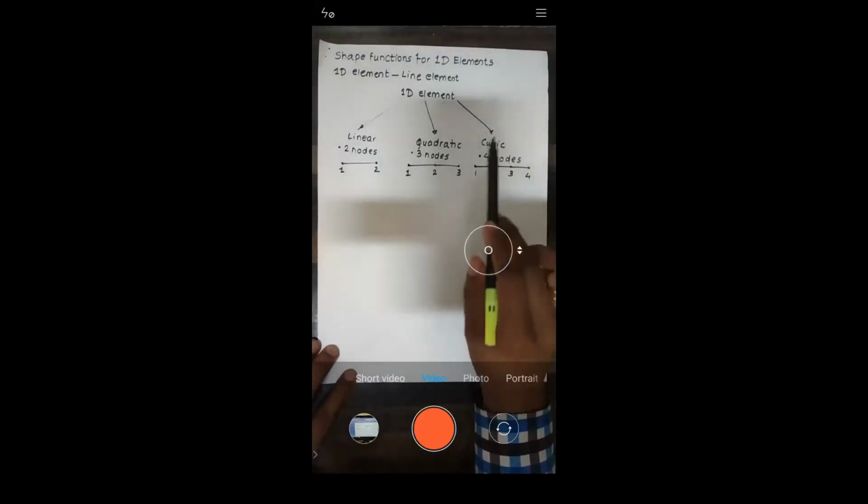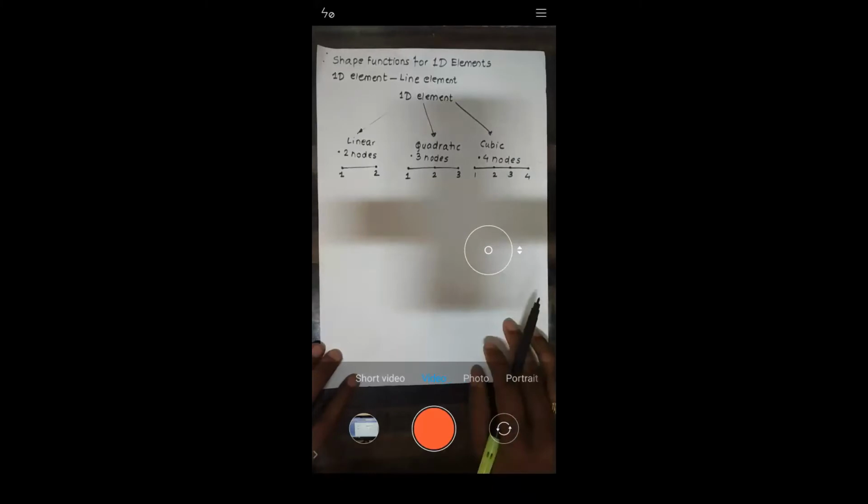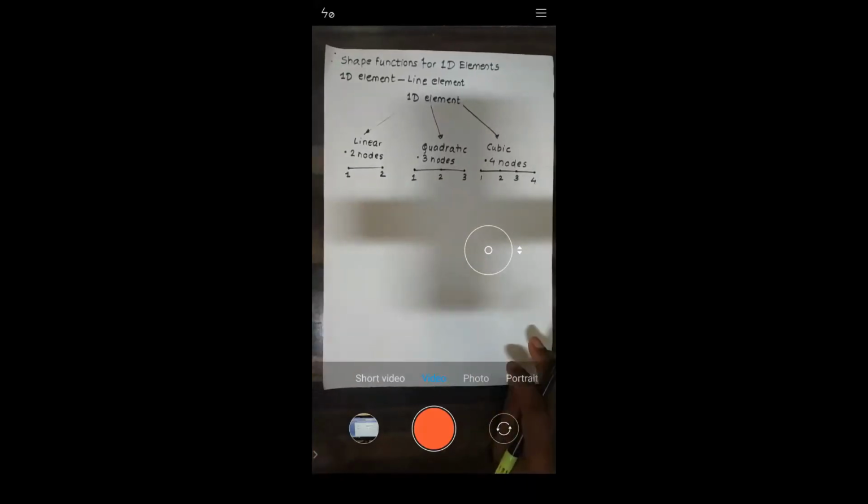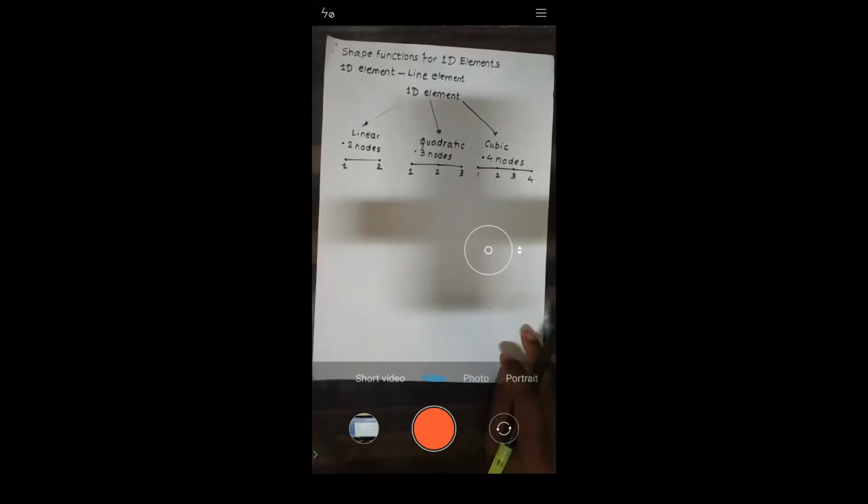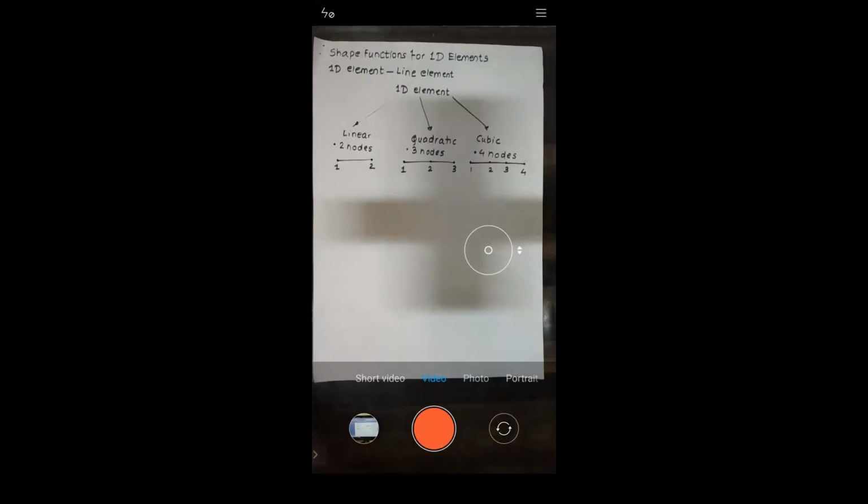Okay, so see, now let's see the shape functions for this one.